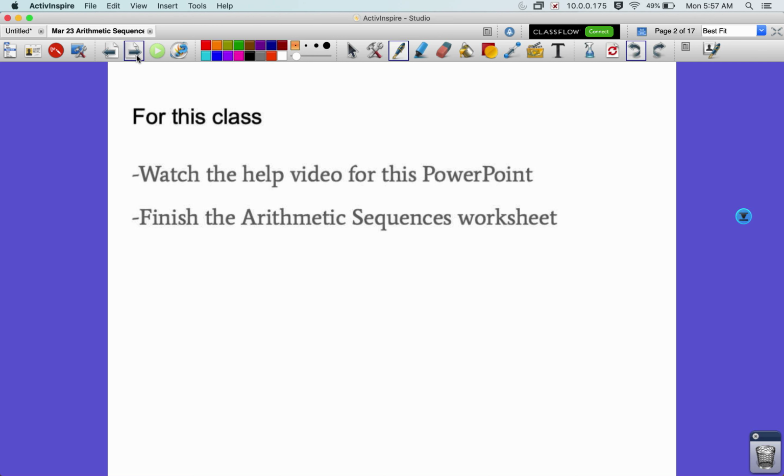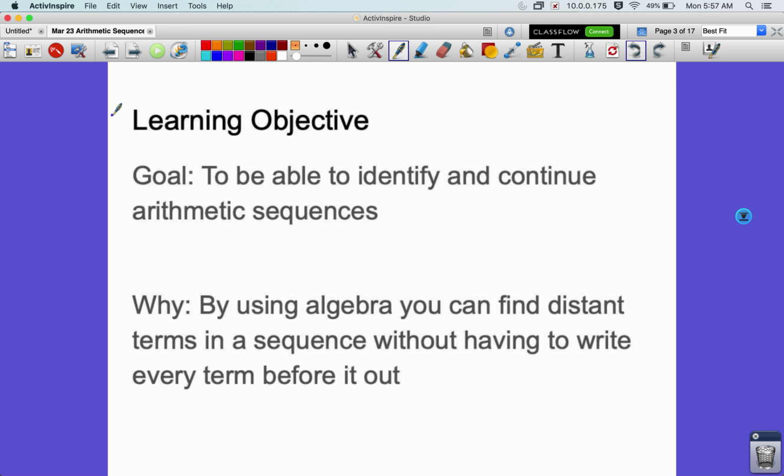For the March 23rd lecture on arithmetic sequences. Our goal for today is to be able to identify and continue arithmetic sequences. Why are we doing this? Well, one big reason is that if we apply the rules of algebra here, we can take an arithmetic sequence and find really distant terms in that sequence without having to write down every single term before it. We can ask things like, what is the 100th term of this sequence?